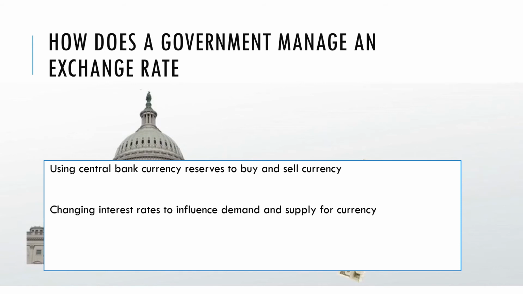Governments can also change interest rates to influence the demand and supply of a currency. They can also introduce capital controls, limiting how much money can be converted or moved into that currency. Again, this can limit the extent to which supply and demand might shift.